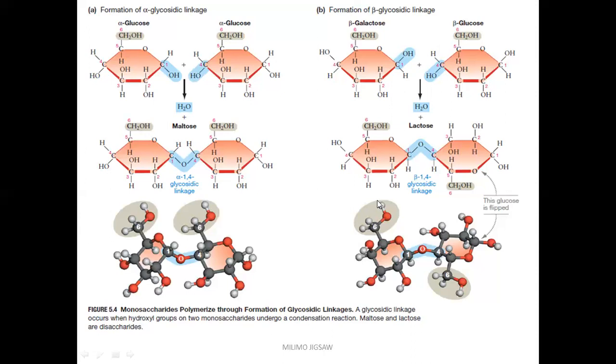So we're going to understand more when we look at the individual sugars, and how, as you can see, this carbon 6, well, for this reaction to take place, this glucose is flipped.